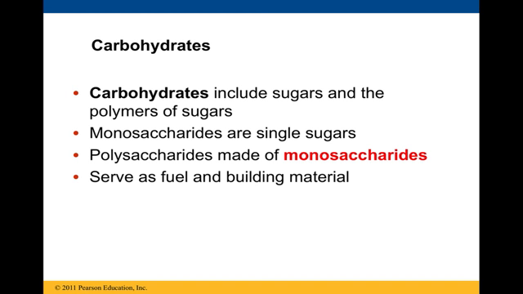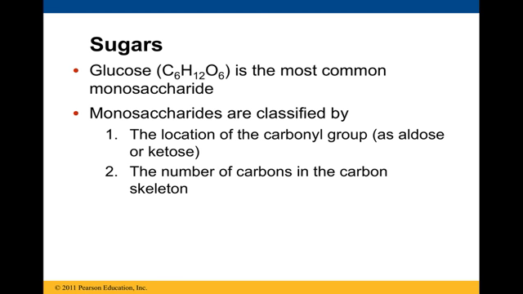Polysaccharides are the polymers of carbohydrates, and these are made of little monomers, and these monomers have a specific name. They are called monosaccharides. What's the purpose of carbohydrates in living organisms? They serve as fuel and building material and many other purposes.